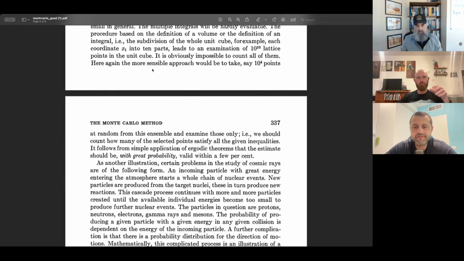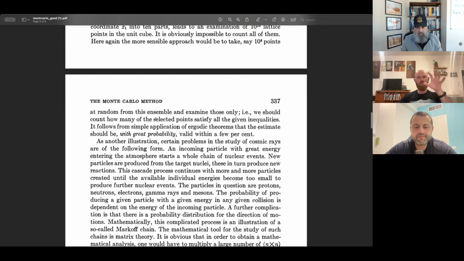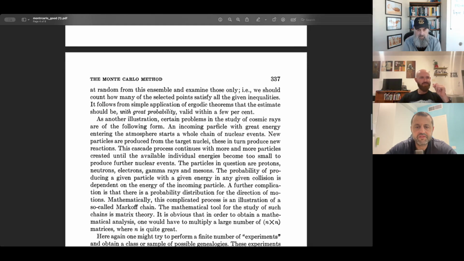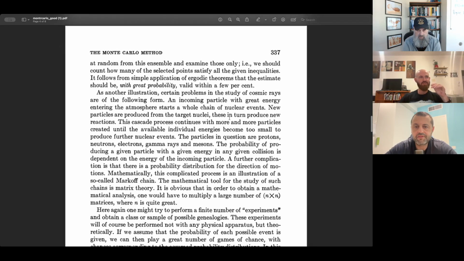right? And they say, here again, the more sensible approach would be to take, say, 10 to the power of 4 points at random from the ensemble and examine those only. Okay, and they say we should count how many of the selected points satisfy all the inequalities, meaning they fall inside this area. And it follows from simple application of ergodic theorems that the estimate should be, with great probability, valid within a few percent.